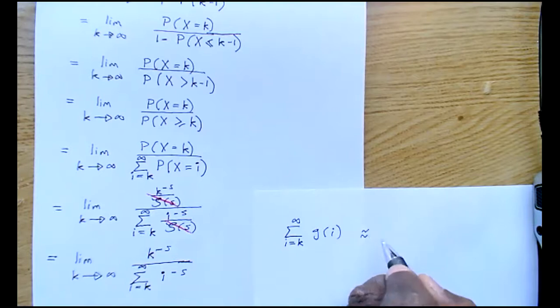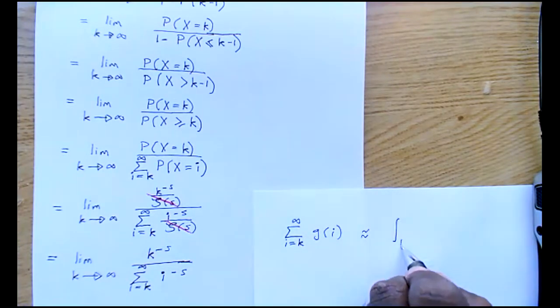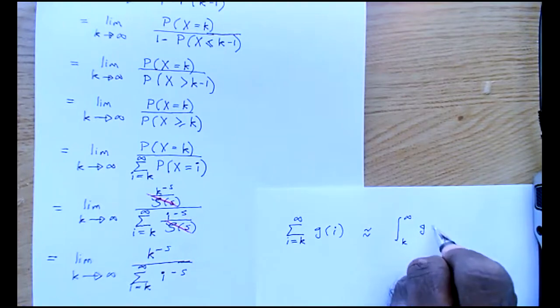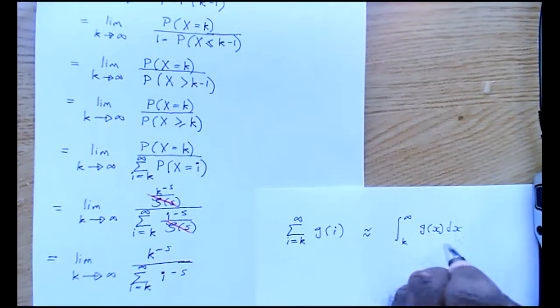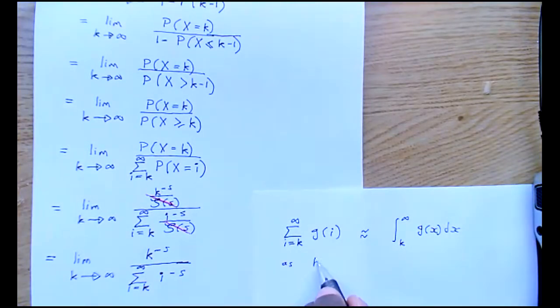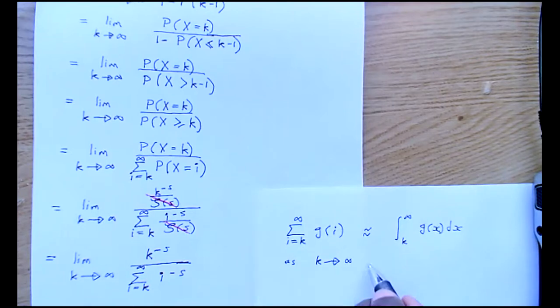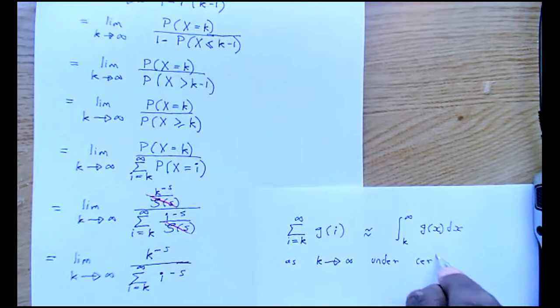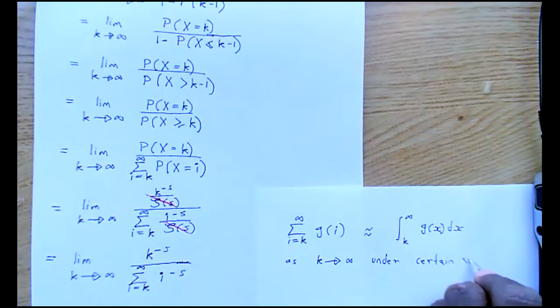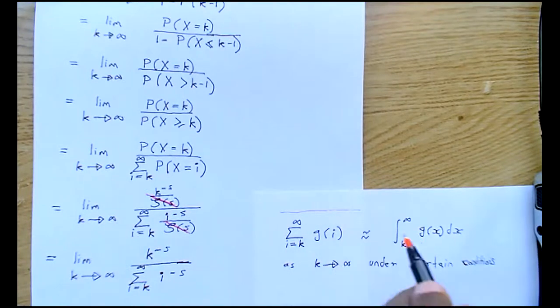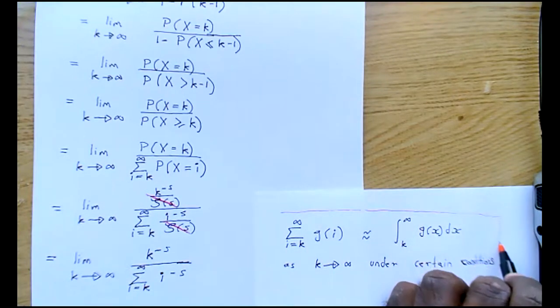then it can be approximated by the integral from k to infinity of the function g, right? And this is true if k goes to infinity under certain conditions. Under certain conditions. So I'm going to use this. This is a property that you might have learned in your real analysis.